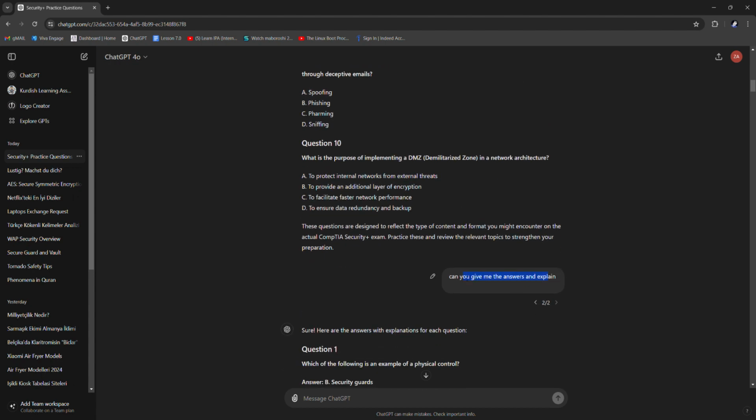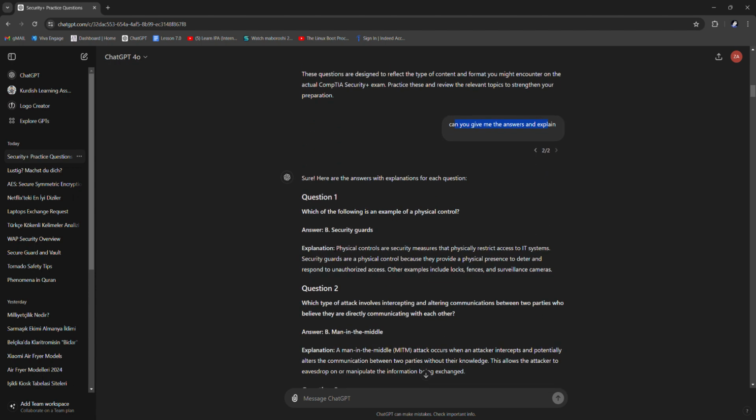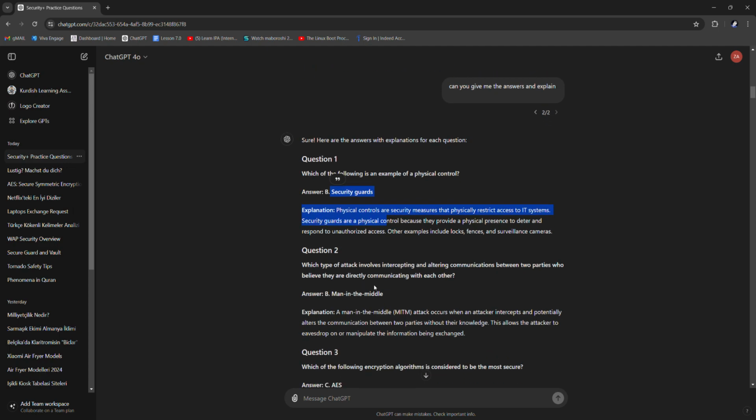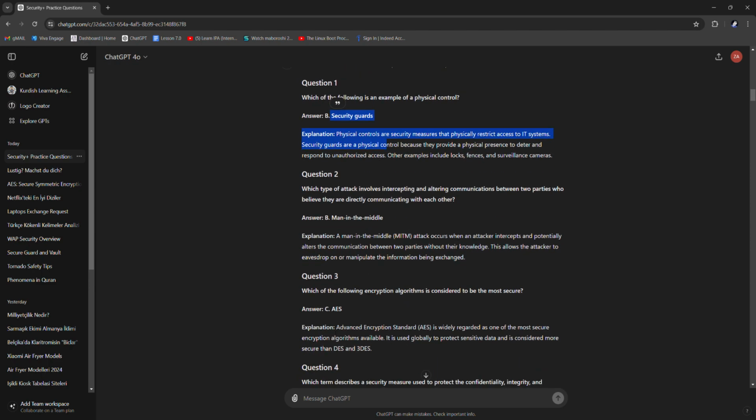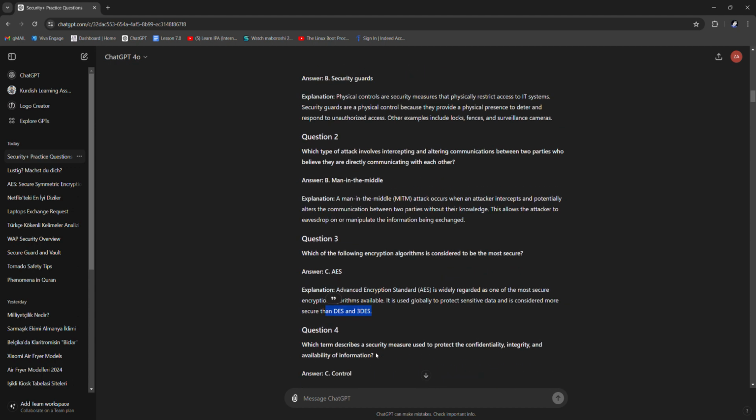Here I asked ChatGPT to give me the answers to those questions. As we said, the first one was security guards, the only physical one. Question two's answer is man in the middle, so simple. Question three: the Advanced Encryption Standard is widely regarded as one of the most secure encryption algorithms, used globally to protect sensitive data, and is considered more secure than DES and 3DES.